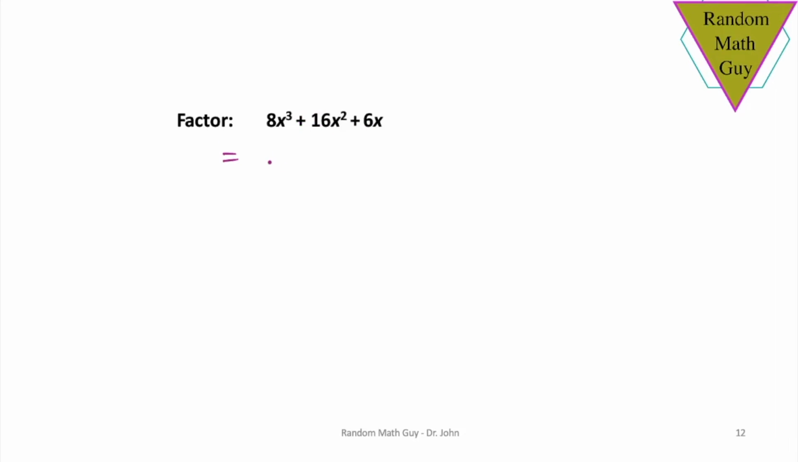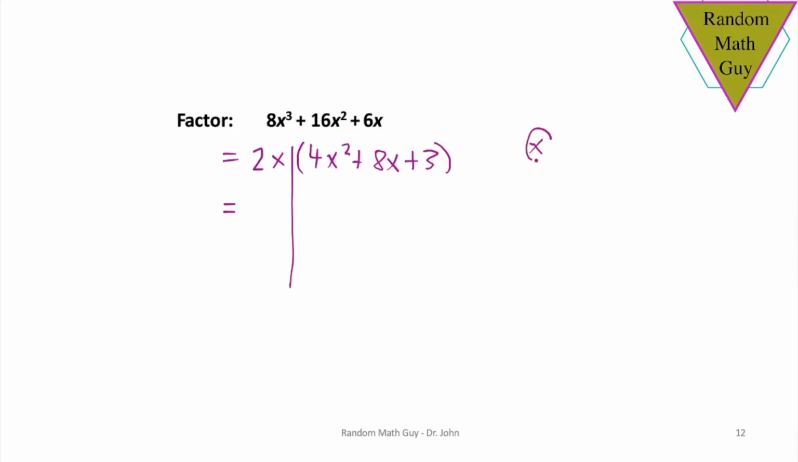Let's take out a common factor here of 2x, and that leaves us with 4x squared, 8x, and 3. Look at that. Again, we have a non-monic trinomial. So watch what I do this time. I'm going to ignore this 2x for a little while. Whoops, let's draw a better line there. I'm going to draw the 2x at the end.